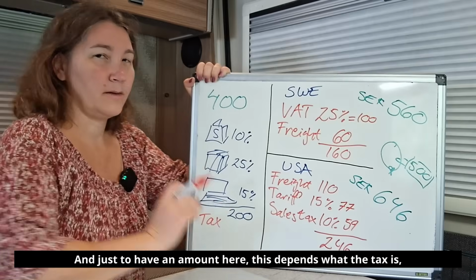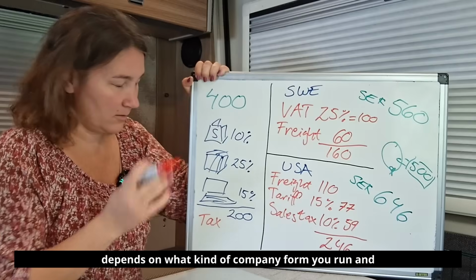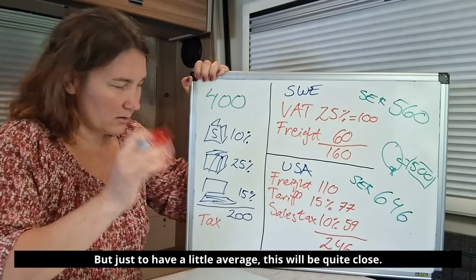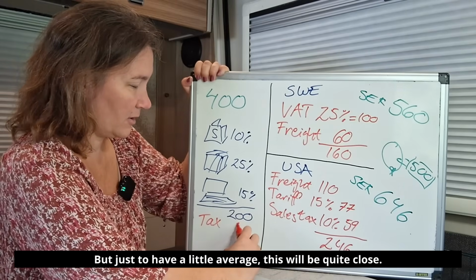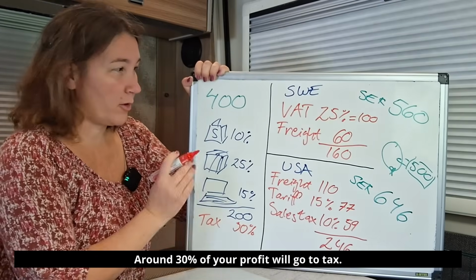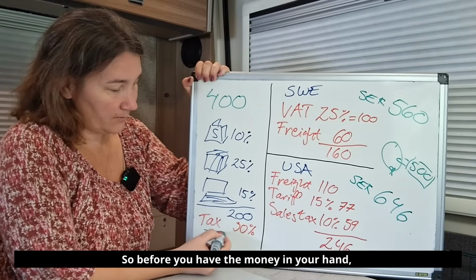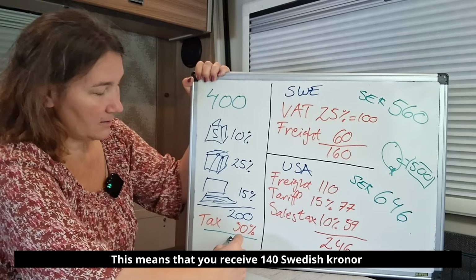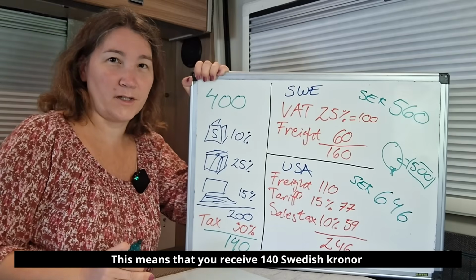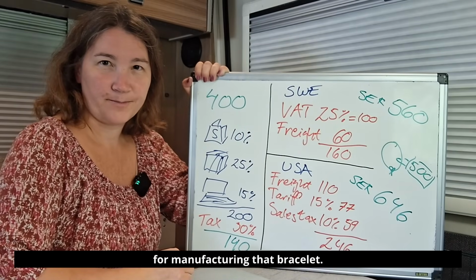And just to have an amount here, the tax depends on what kind of company form you run, and in which municipality you live, and a lot of different things. But just to have a little average, this will be quite close. So around 30% of your profit will go to tax. So before you have the money in your hand, you need to take that away. This means that you receive 140 Swedish kronor for manufacturing that bracelet.